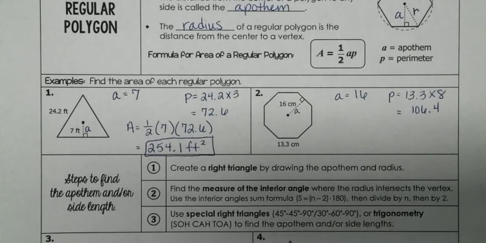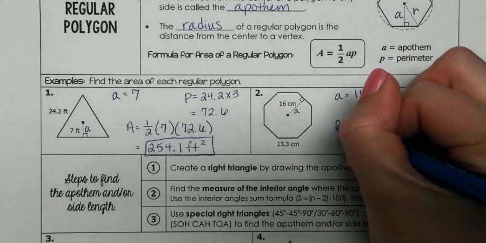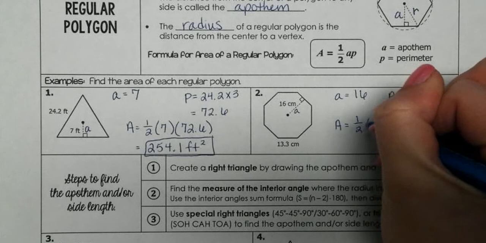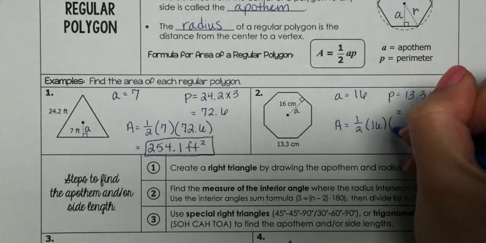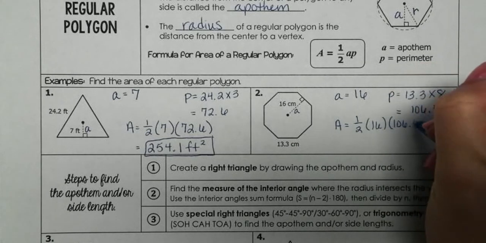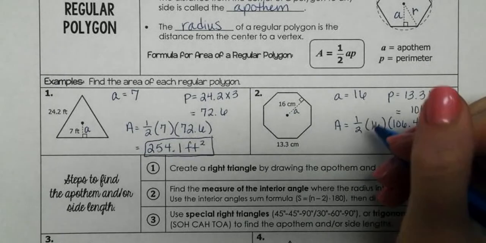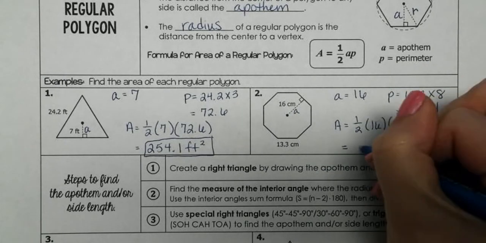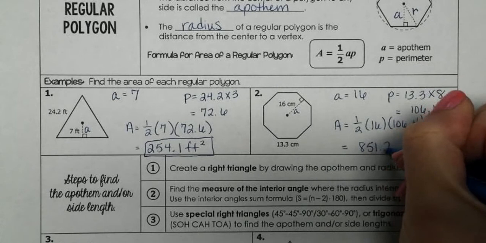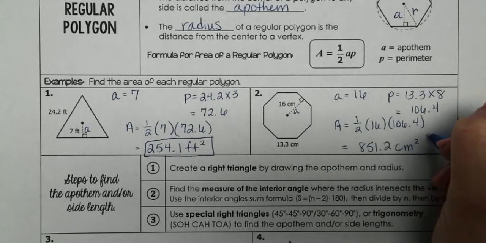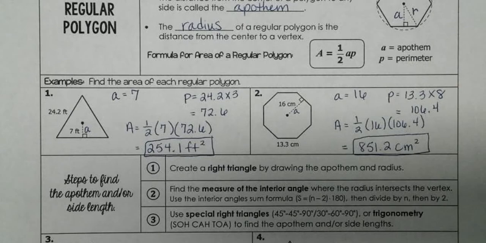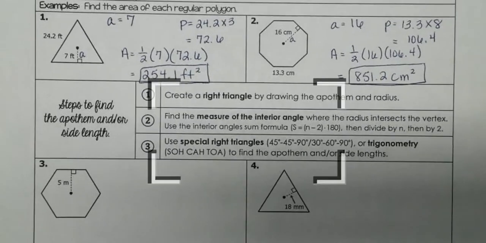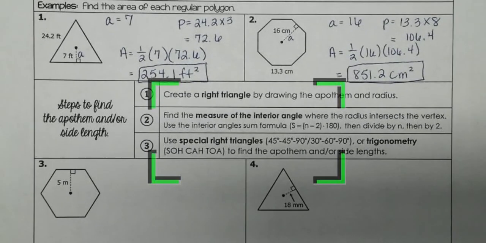So now you have the information that you need to plug it into your area formula. Okay, so go ahead and multiply. And you get 851.2 centimeters squared. Okay, make sure you have it written.